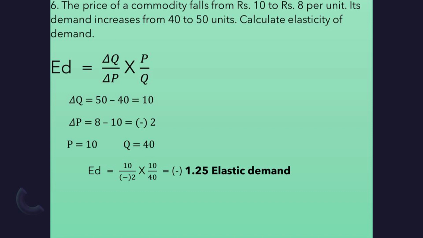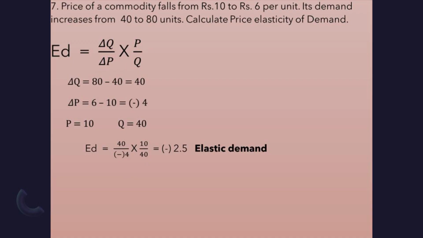Now delta P is the change in price, so the price of a commodity falls from rupees 10 to rupees 8. Delta P will be calculated as P2 minus P1, that is 8 minus 10, which gives you minus 2. P is 10, that is the original price, Q is 40, that is the original quantity. ED will be calculated as 10 divided by minus 2 into 10 by 40, that is delta Q 10, delta P minus 2, P 10, Q 40, and by solving this we get minus 1.25, which is again greater than 1 in magnitude, so elastic demand.